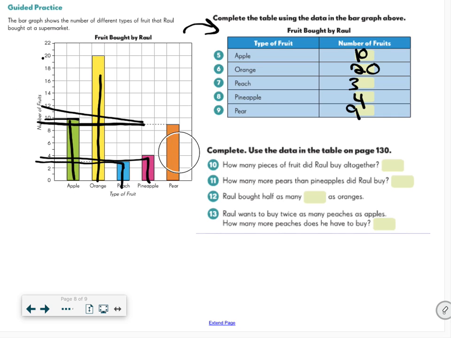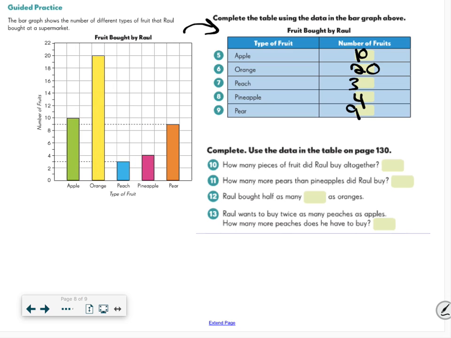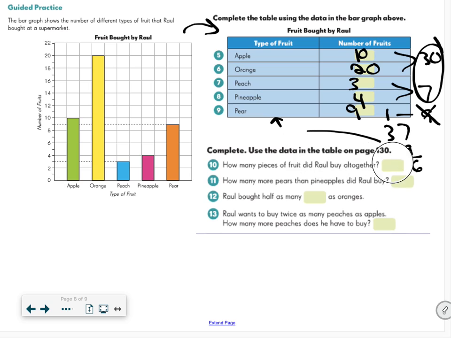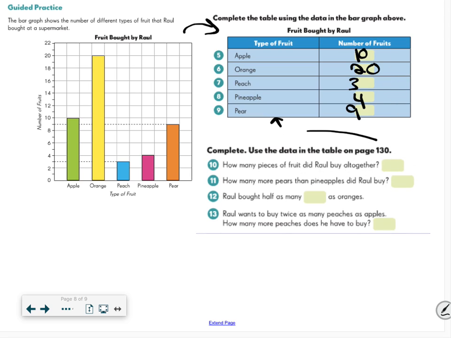All right, here is some more questions to help us interpret the table. It says use the data in the table, so we're going to focus on this. How many pieces of fruit did Raul buy all together? If I'm thinking of all together, I need to add them. Sometimes what I do is I take 2 at a time. So like 20 plus 10 is 30. 3 plus 4 is 7. And then I have this 9. And then I'm going to add these 2 together. That's 37. And now I need to add 9. 9 plus 7 is 16. 46. So altogether he bought 46 pieces of fruit. Okay? So I'm going to write that down.